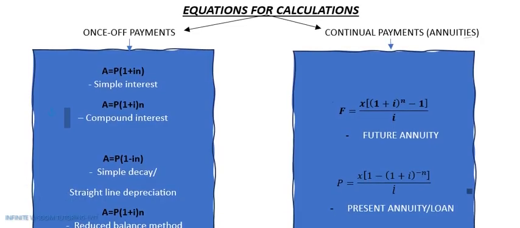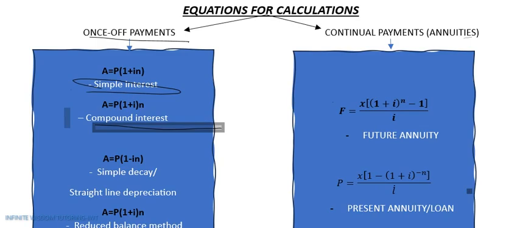To know which formula to pick best, you just have to visit lesson number 1, because there we are dealing with the best ways to select a correct formula. The first ones are the once-off category, which has the simple interest formula and the compound interest formula. Both deal with interest. And we have the simple decay, or the straight line depreciation.